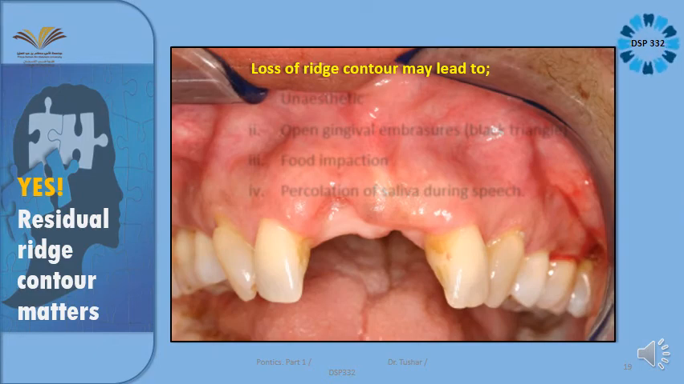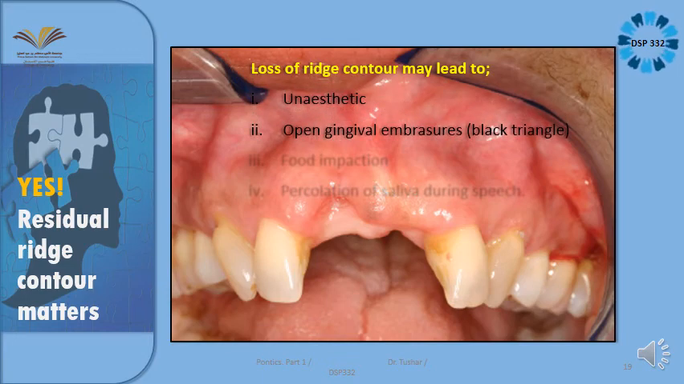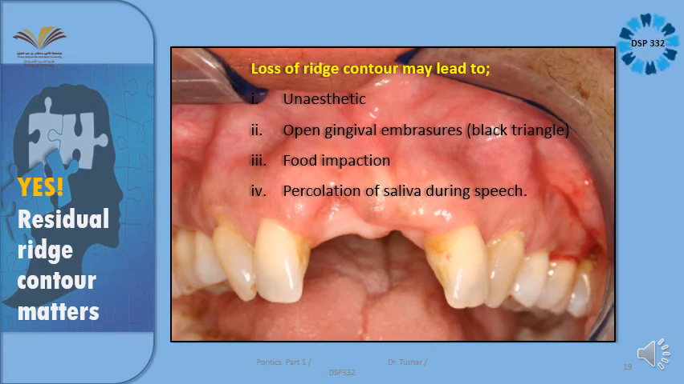Loss of ridge contour may lead to unesthetics. Open gingival embrasure, which looks like a black triangle. We have seen one example before. There will be food impaction, food lodgement if you have a big space, and percolation of saliva during your speech. If this is in the anterior and there is a big space in between the retainer and your pontic, that empty space will percolate the saliva when your patient is speaking, or there will be leak of air and the phonation and speech will be hampered. That is why ridge contour is very important.